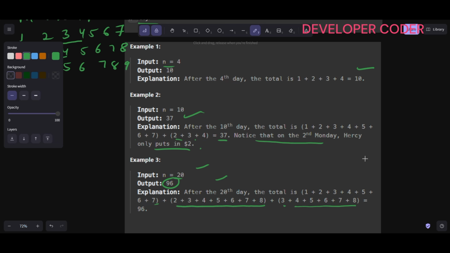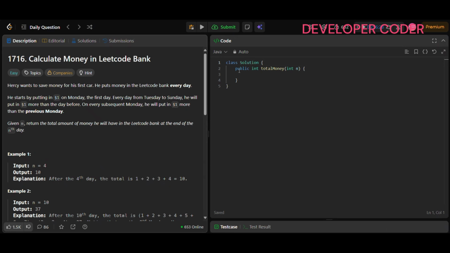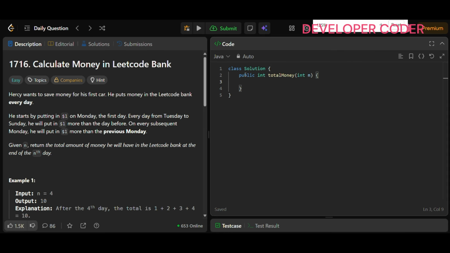I will solve this problem using two approaches. In the first approach, I'm going to solve it in O(n) time complexity. That is a very simple brute force. So let's write the code for the brute force. Here we have to return some answer, so I'm going to write int answer and set it to 0.